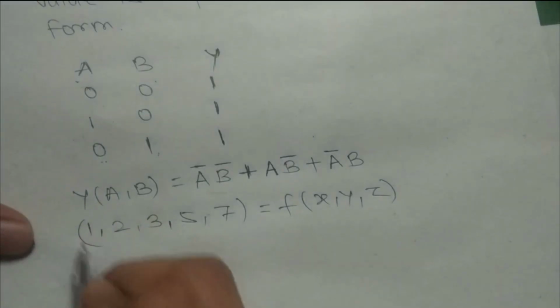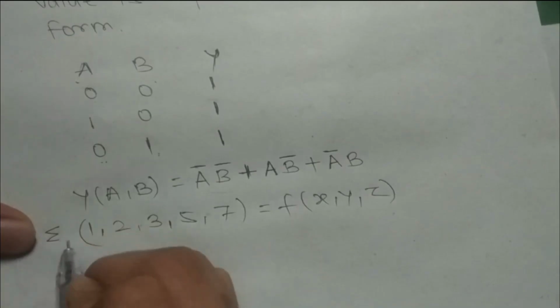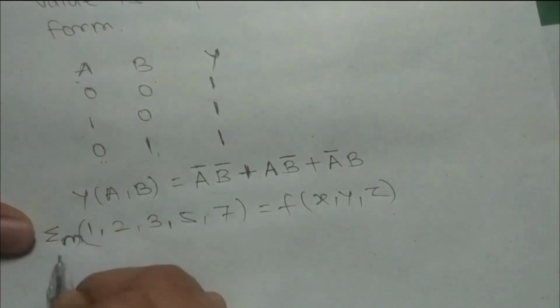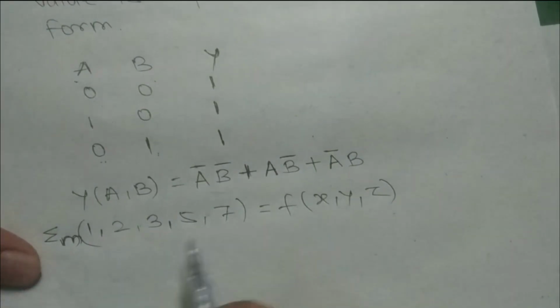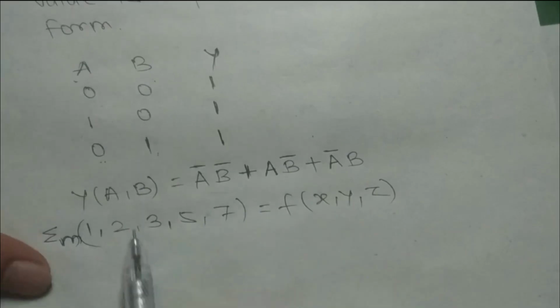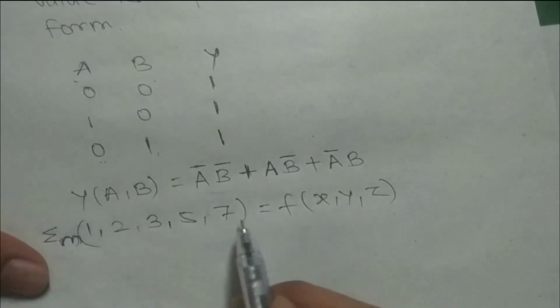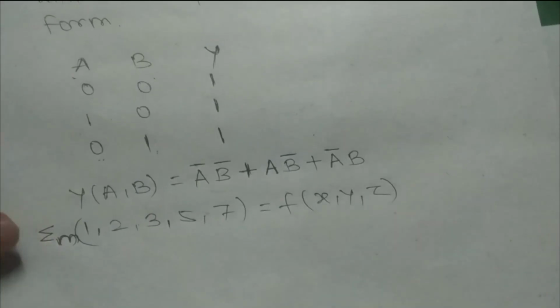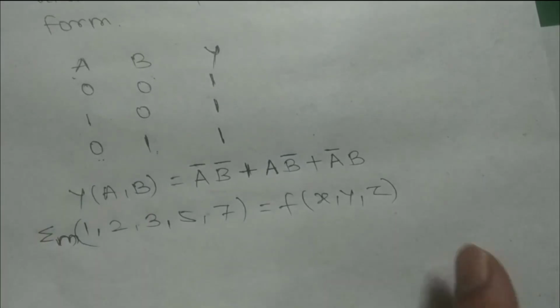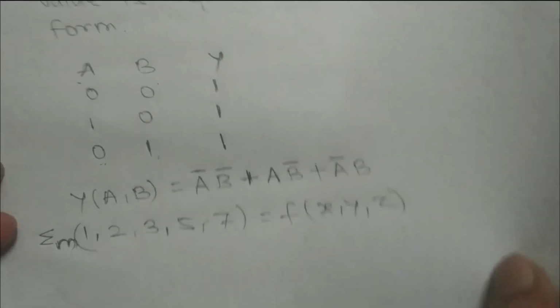This can be represented by summation of m. This is one kind of symbol which says that these are the sum of product terms, SOP terms. That means these are the min terms for which the output is going to be high. This is what this whole thing signifies. Okay, hope you got SOP. Next we are going to see POS.